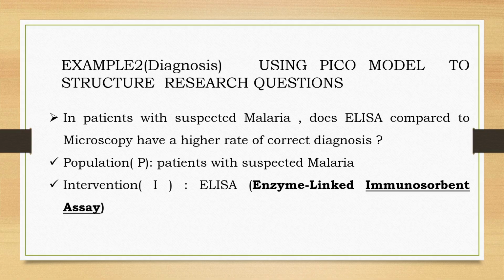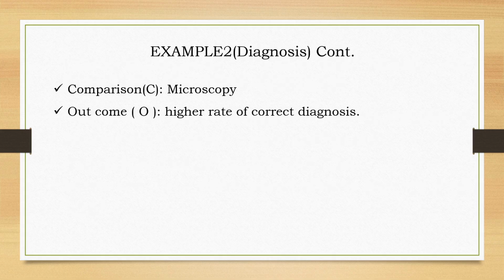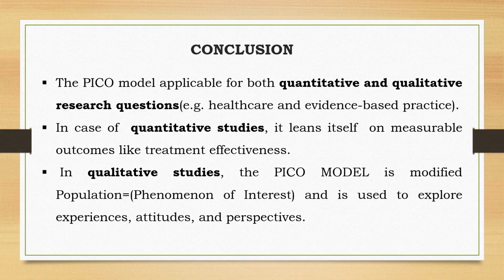Another example: in patients with suspected malaria, does ELISA compared to microscopy have a higher rate of correct diagnosis? In this case, the population is patients with suspected malaria, intervention, ELISA, which means enzyme-linked immunosorbent assay, comparison, microscopy, outcome, higher rate of correct diagnosis.